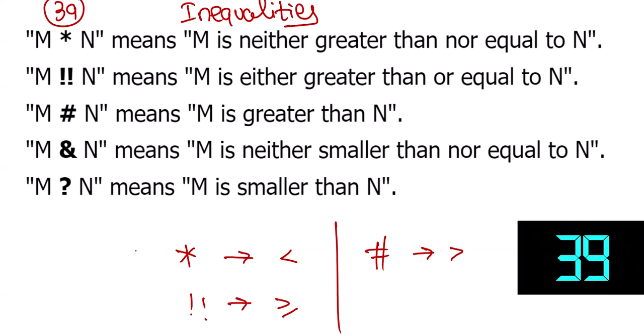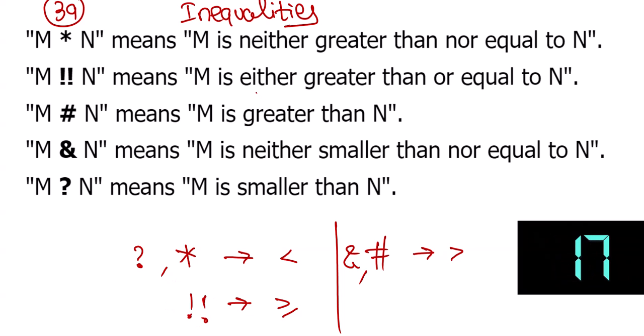Question mark also smaller than. Smaller than means less than only. And is nothing but neither smaller nor greater nor equal, means greater than. See, two symbols and hash for greater. Question mark and star for less than. Double exclamatory is for either greater than or equal.